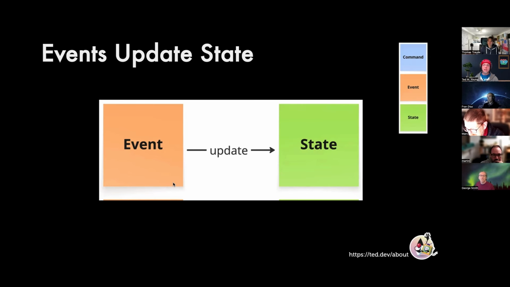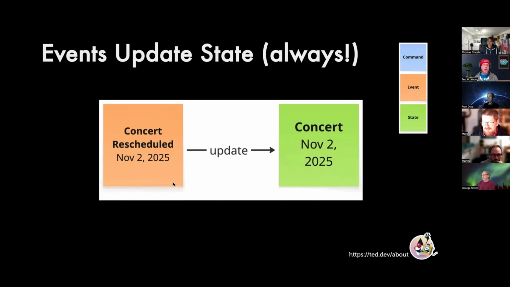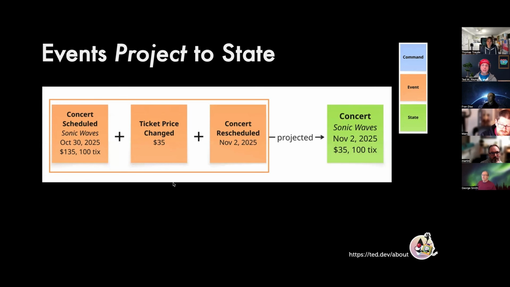So events update state, which means if we want to get the current state, we need to grab those events and then apply them. So we get a concert rescheduled event, we update, and now the new state of the concert in terms of its date is now November 2nd, which is now already in the past. And so you don't just have one event, you have multiple events. So if we want to build the current state of this concert entity, I've got an ID. What's the current state? Well, if there were these three events, then this is the current state.